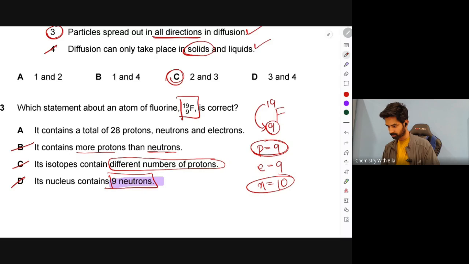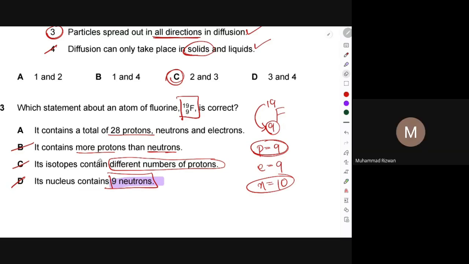Which statement is correct? It contains a total of 28 protons. Let's read all other statements. Isotopes contain different number of protons. Incorrect. Its nucleus contains 9 neutrons. Incorrect. It contains more protons.